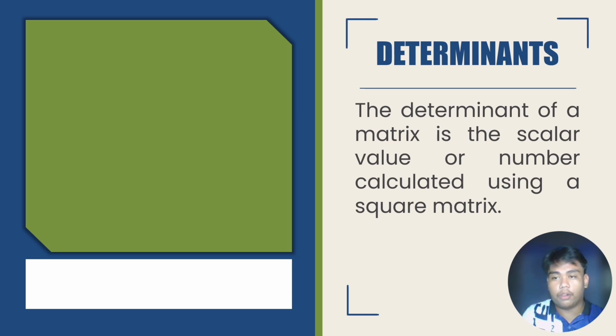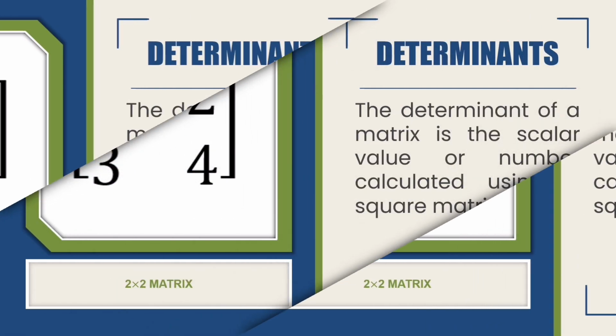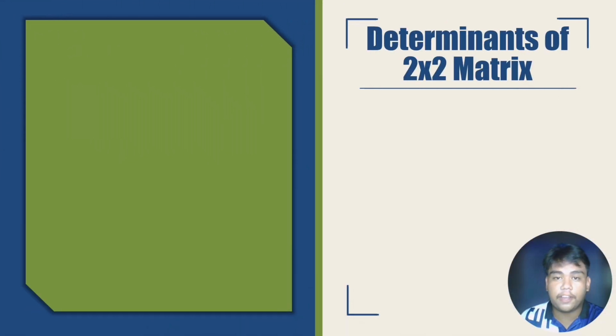For example, we have here a 2x2 matrix. That means that the number of rows is 2 and the number of columns is 2. That is one example of a square matrix. We can find the determinant only if the matrix is a square matrix. So let's start finding the determinant of a 2x2 matrix.